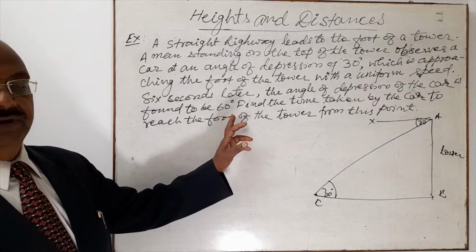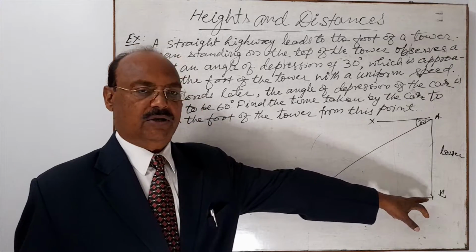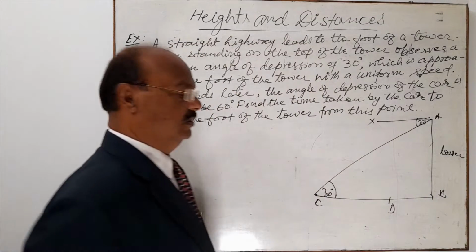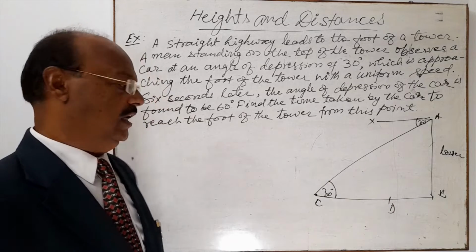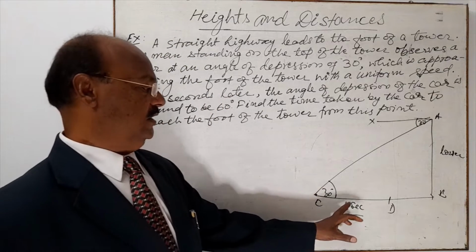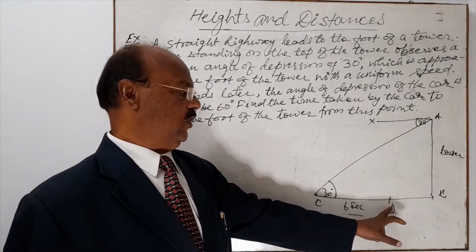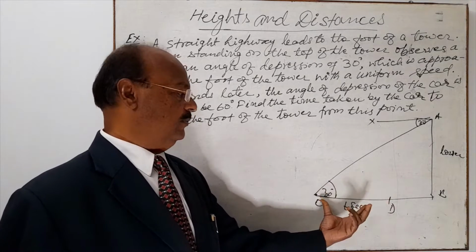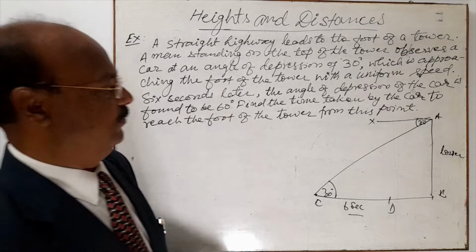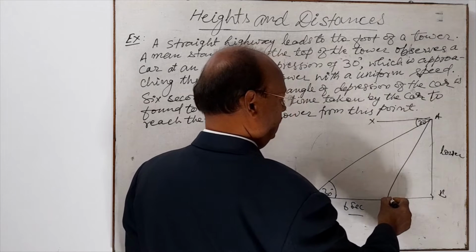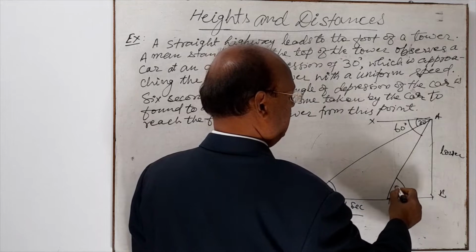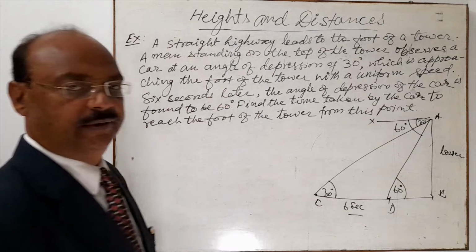After 6 seconds, the car is moving towards the foot of the tower. So after 6 seconds, suppose this is the position, D is the next position of the car after 6 seconds. It means the car reaches from this point C to this point D with a uniform speed after 6 seconds, such that here the angle of depression becomes 60 degrees. Let us join A and D here. So this angle is 60 degrees. Alternate angles are equal, so this angle is 60 degrees. Correct?